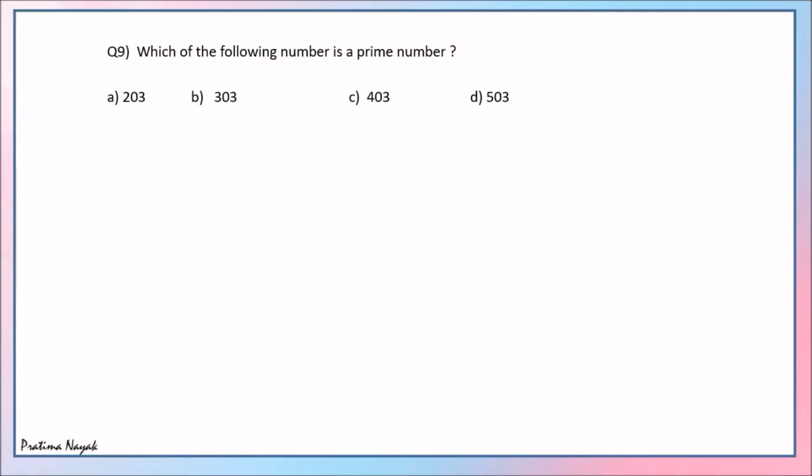203, 303, 403, 503. Find the sum and see whether it is divisible by 3 or not. 3 plus 2 is 5, not divisible. 3 plus 3 is 6, yes. So this is composite. 4, 0, 3 sums to 7 and 503 sums to 8, not divisible. Next we'll go for 7.